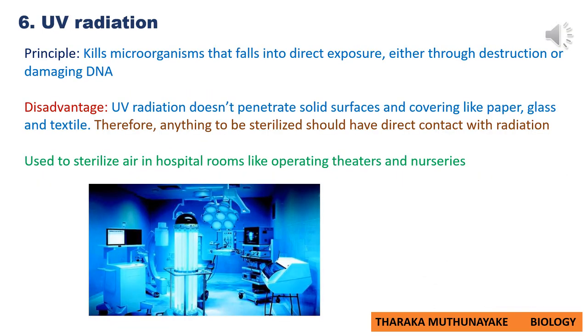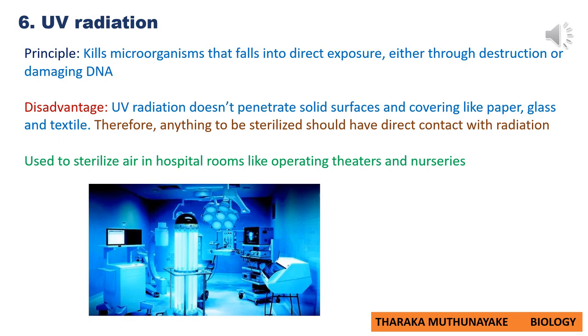The next physical method of sterilization is using UV radiation. Simply, UV radiation kills microorganisms that fall into direct exposure, either through destruction or damaging DNA. That's the principle, so underline it in your note. There's a disadvantage in UV radiation. That is, UV radiation doesn't penetrate solid surfaces and coverings like paper, glass and textile. Therefore, anything to be sterilized should have direct contact with radiation. Remember that.